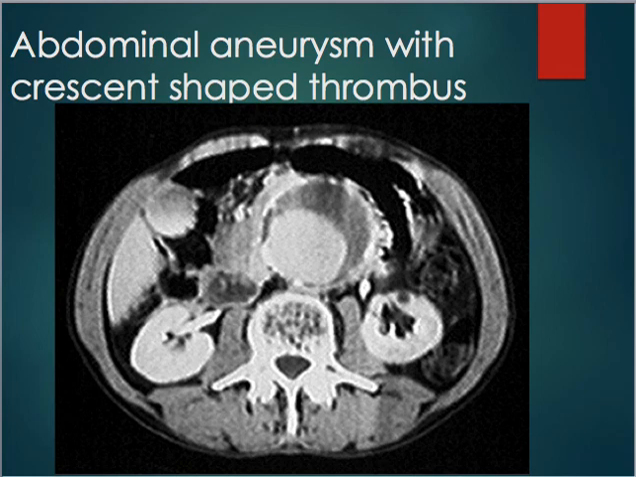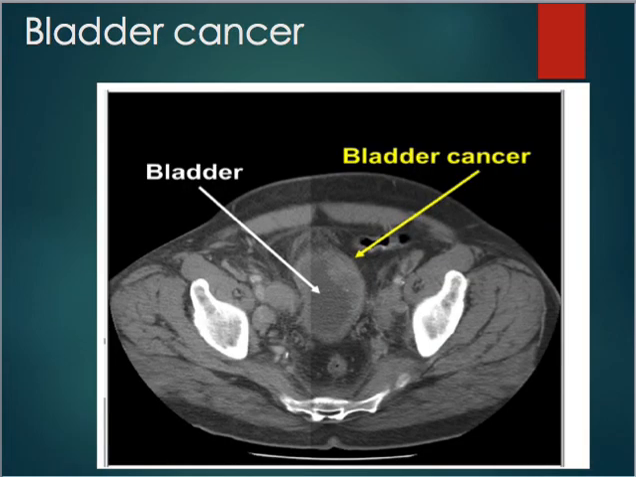This patient has an abdominal aneurysm. So it's an enlargement of the aorta. So usually the aorta is pretty small. The aorta here is enlarged. And then you've also got this crescent-shaped thrombosis, which is a blood clot that's impeding the blood flow. Here's the patient's bladder, this whole thing right here. And then this portion right here is actually cancer on the bladder.